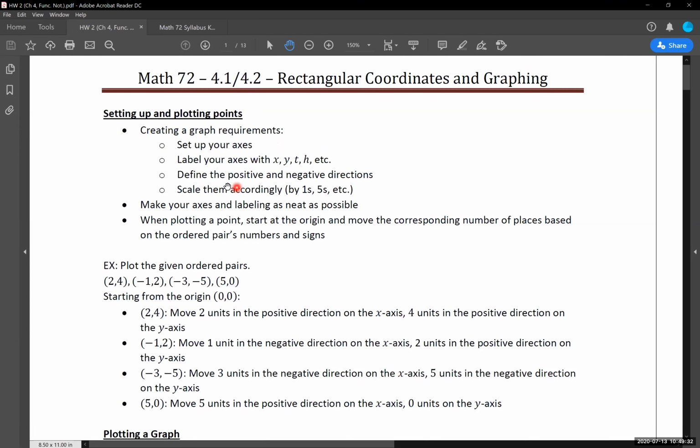On top of this, define the positive and negative directions of the axes. Which way do we get positive numbers? Which way do we get negative numbers? We're essentially creating a vertical and a horizontal number line. I have seen many times people will put both directions of a number line to be positive, and then wrong answers come out of that. So define the positive and negative directions. And then also scale your axes accordingly. Are you going by ones? Are you counting by fives? Are you counting by tens? Whatever it may be, make sure you have that clearly well defined for yourself and for me or whoever is grading that.